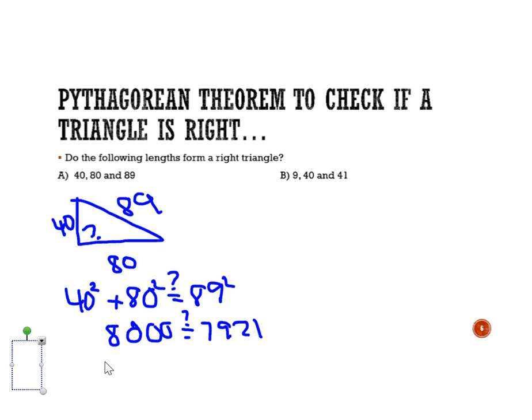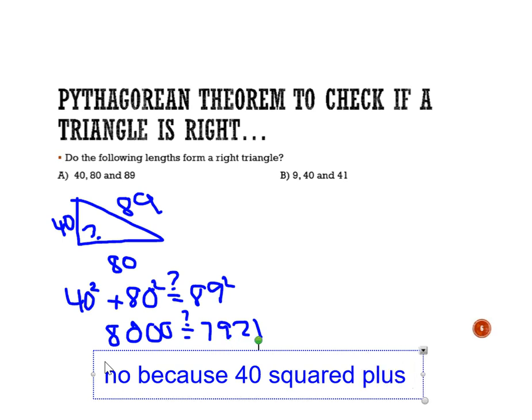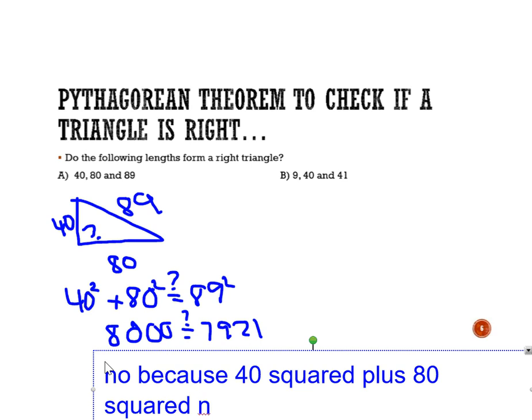So do the following lengths form a right angle triangle? The answer is no, because 40 squared plus 80 squared does not equal 89 squared.